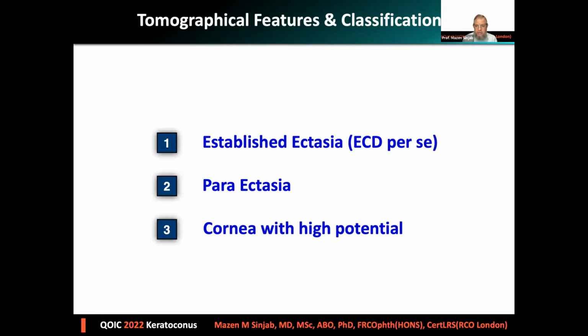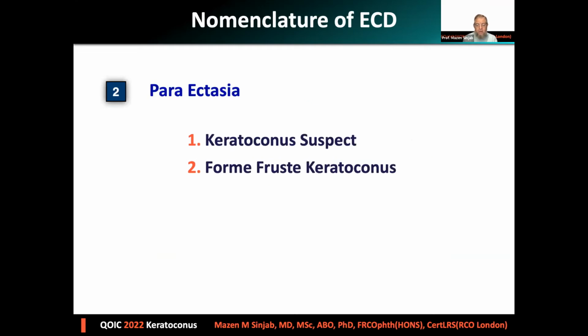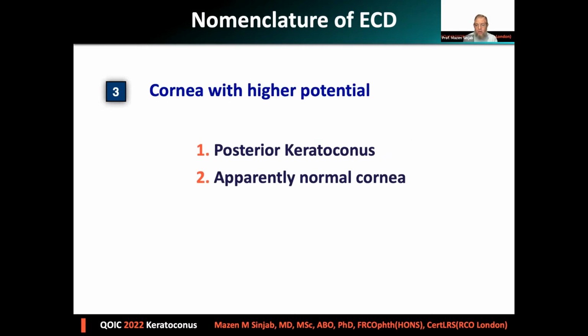Very quickly, I categorized the ectatic corneal diseases into 3 categories to make it very easy to detect and to give a name to what you see. The first one is the established ectasia, including keratoconus, PMD, PLK, keratoglobus, and post-laser vision correction ectasia. The second one is the paraectasia, including 2 expressions, the keratoconus suspect and forme fruste keratoconus. And the third one is cornea with higher potential to develop ectasia if we do corneal refractive surgery, which are posterior keratoconus and apparently normal cornea when there is family history of keratoconus.